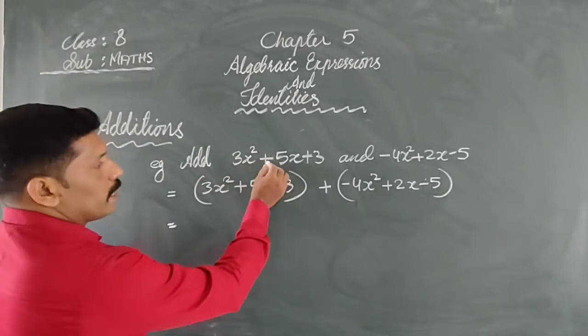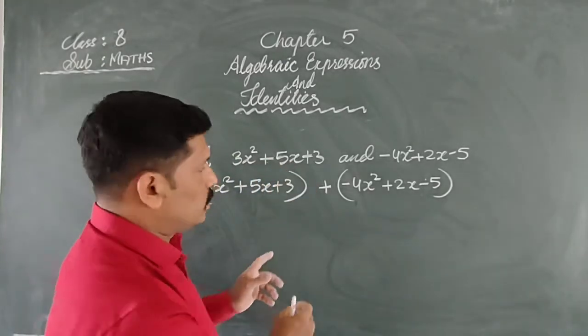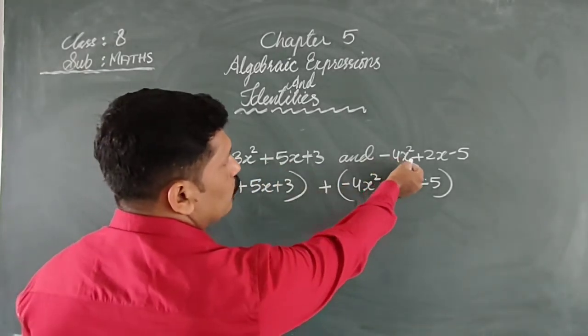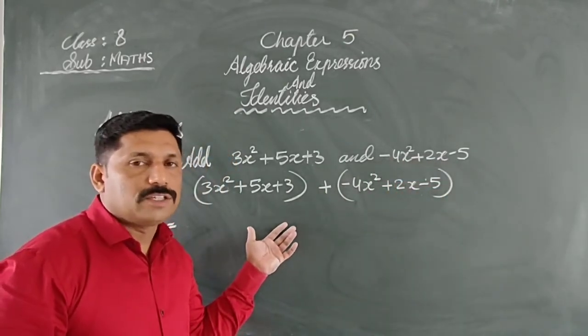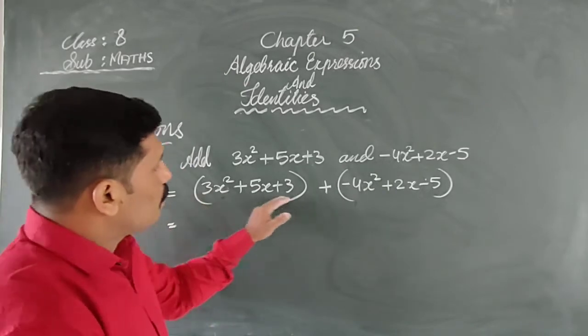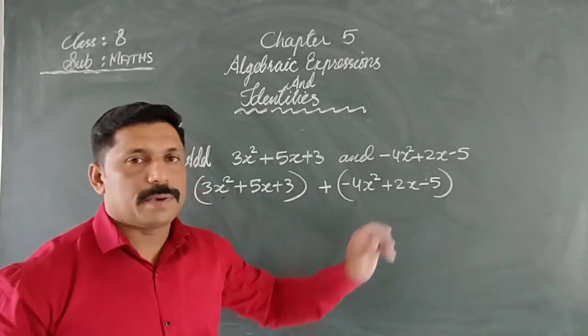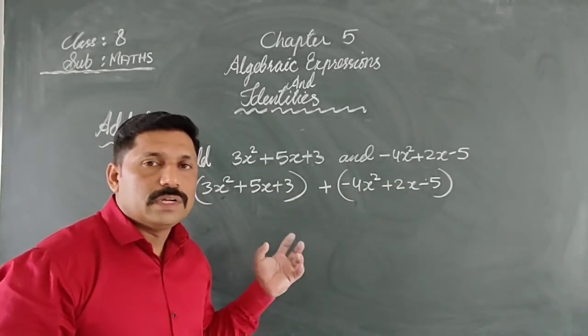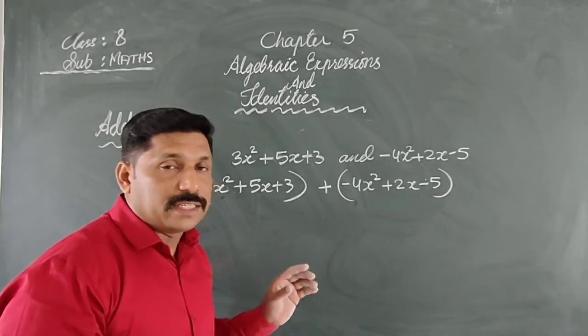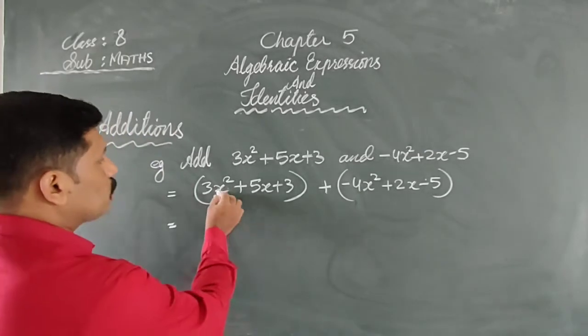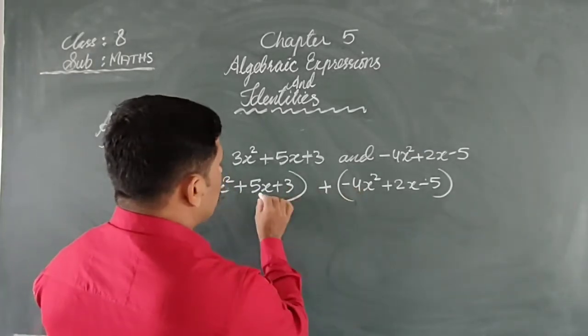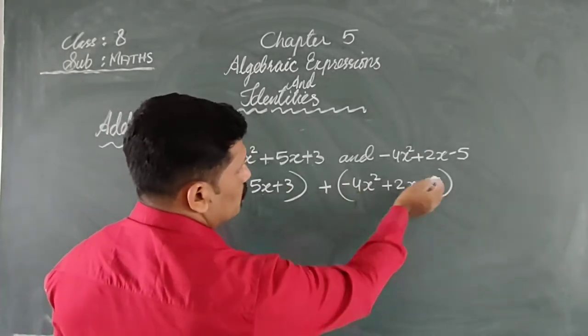Then 3x square plus 5x plus 3 and negative 4x square plus 2x minus 5. These two expressions we want to add. So I have written first number plus second number. Now we want to select like terms from both expressions. x square and x square here, and x here, and constants are here.